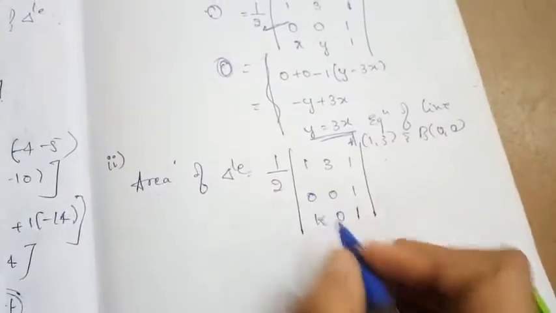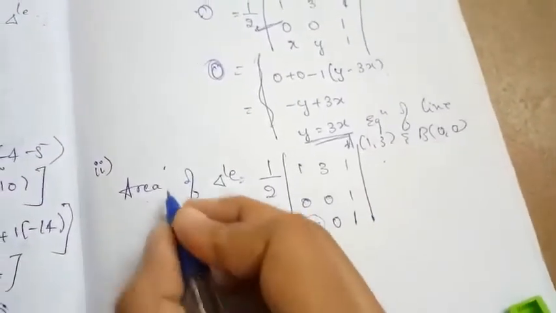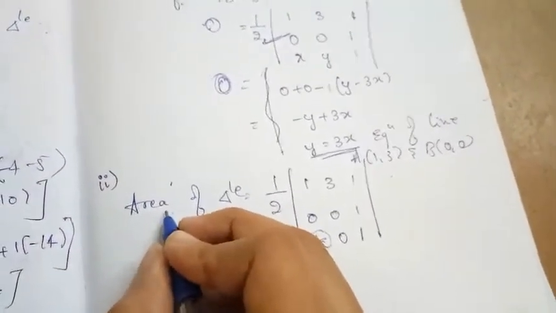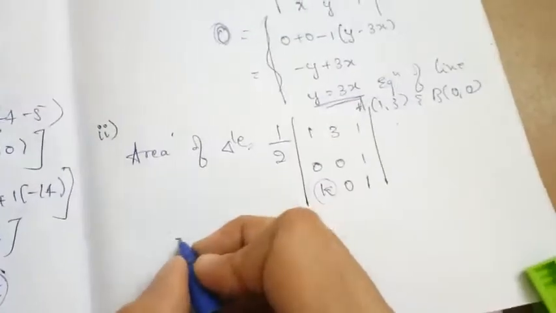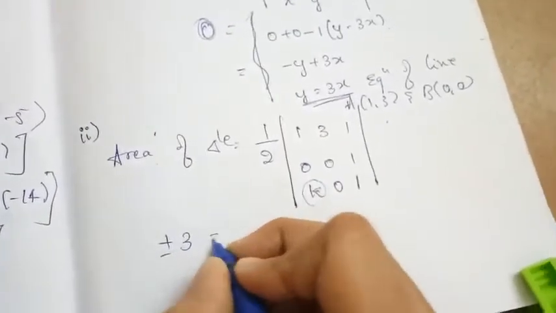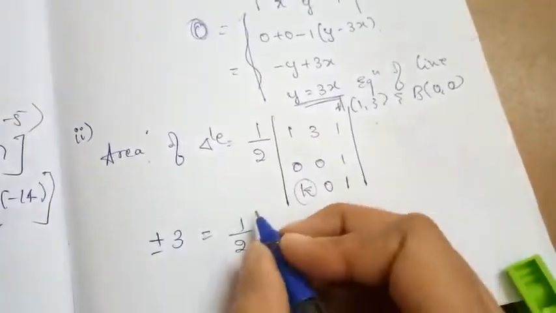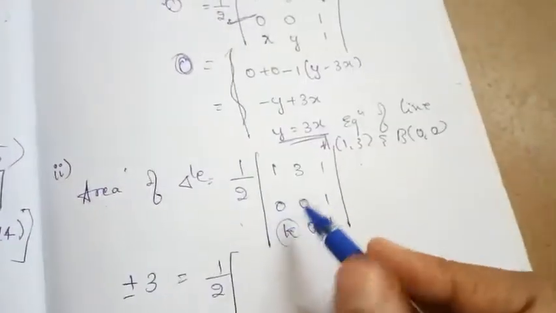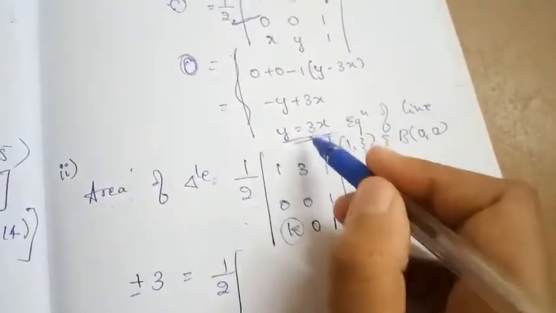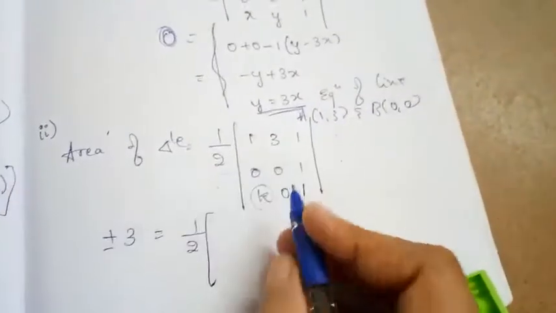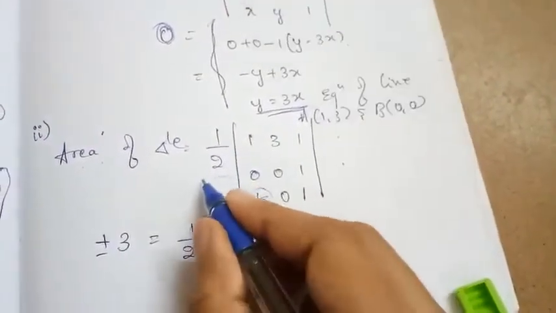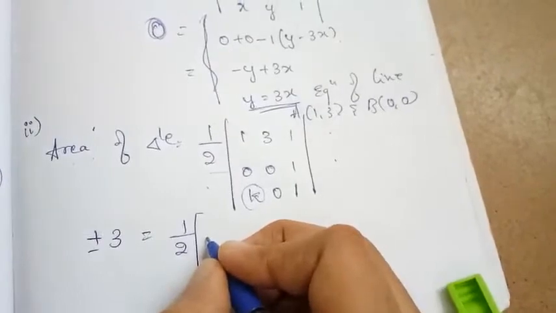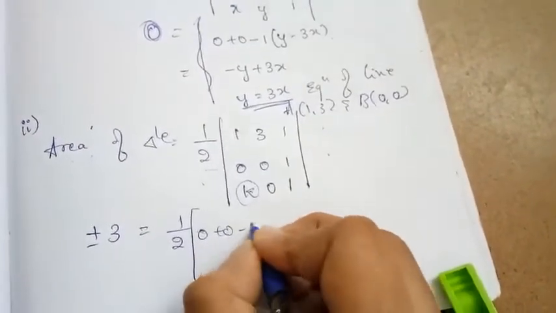As I said, when we need to find the value of k, we need to consider both the positive and negative values of that area. So plus or minus 3 is equal to 1 by 2 times the determinant. Now I am expanding this determinant. How am I expanding? I can expand either through row 2 or through column 2. So I am expanding this along row 2. That is 0 plus 0 minus 1.